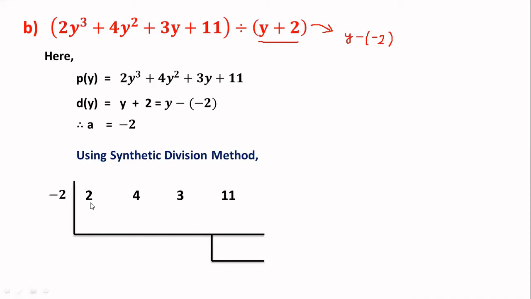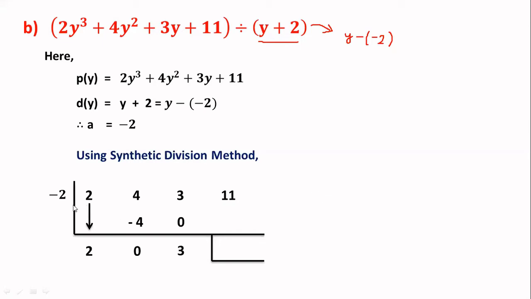First of all, this 2, the first coefficient, will come down, and after that we are going to multiply minus 2 and 2. When we multiply minus 2 and 2, it will be minus 4. That minus 4 is going to be written below 4. When we simplify plus 4 and minus 4, the value will be 0, which we write down. Similarly, we do the multiplication process. Minus 2 times 0 will be 0. That 0 is going to be written below 3. So 3 plus 0, when we simplify, we get the value 0.